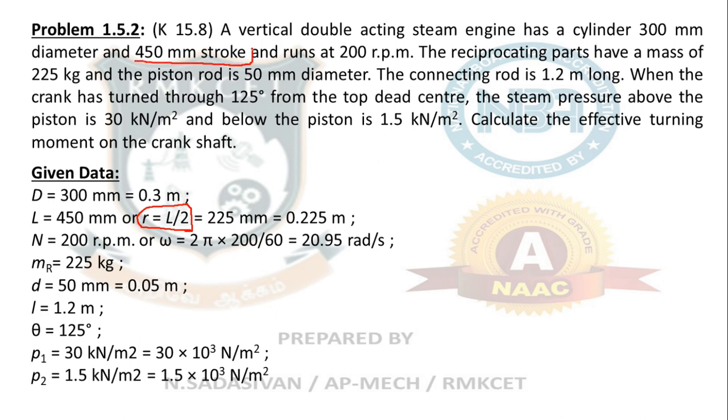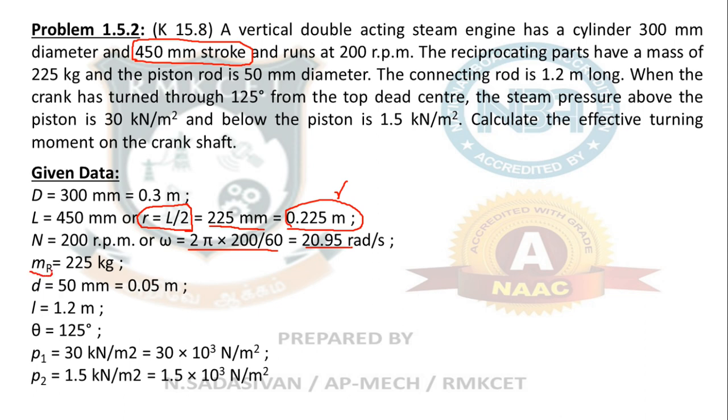Stroke length of the engine is given to you. Stroke length divided by 2 will always be equal to crank radius. So therefore I have written a new formula here, R is equal to L by 2. Just remember that it's not a formula, it's a thumb rule. R is equal to L by 2. So 450 divided by 2 is 225 millimeter, which is 0.225 meter, the crank radius. Okay, so next, n is equal to 200 rpm. Therefore I am finding omega equals 2 pi n by 60, which is 20.95 radians per second.